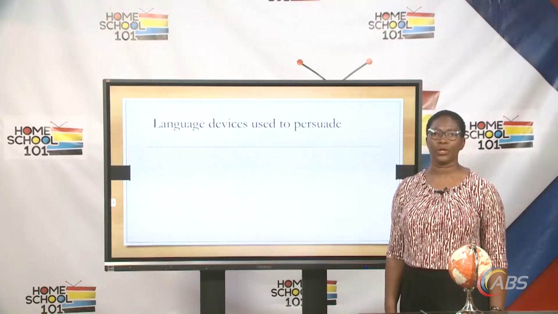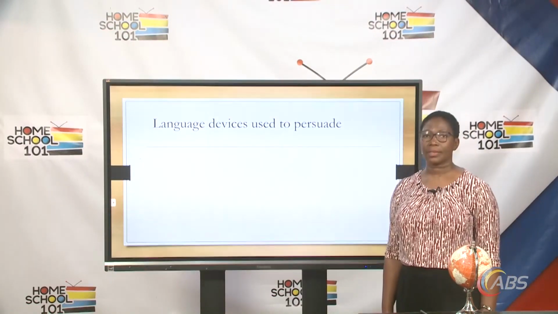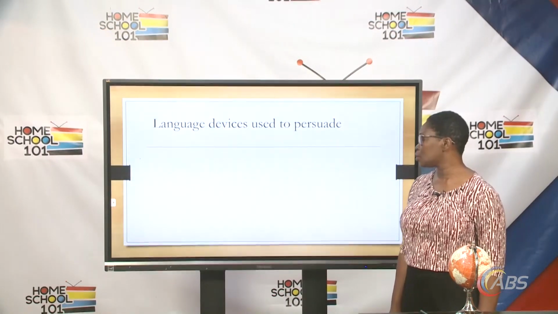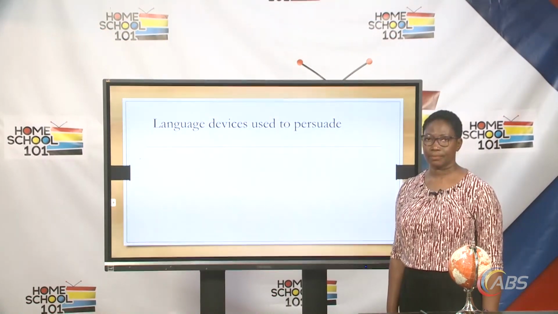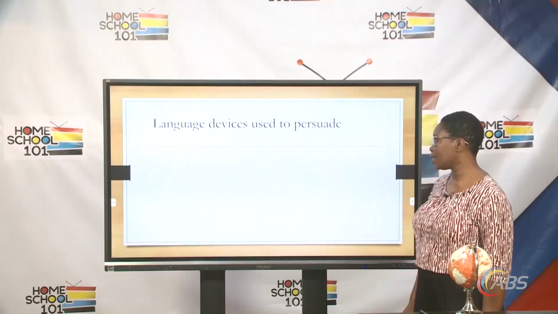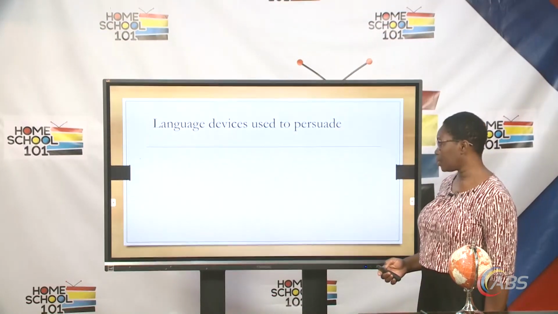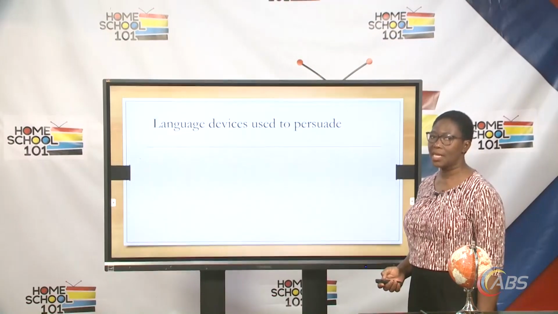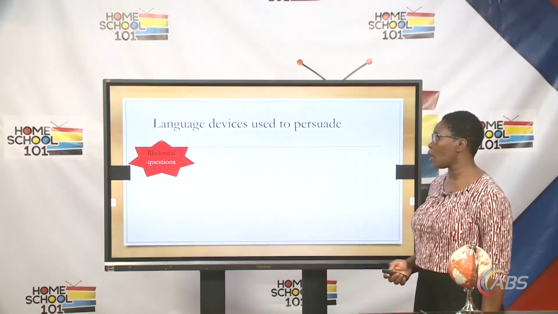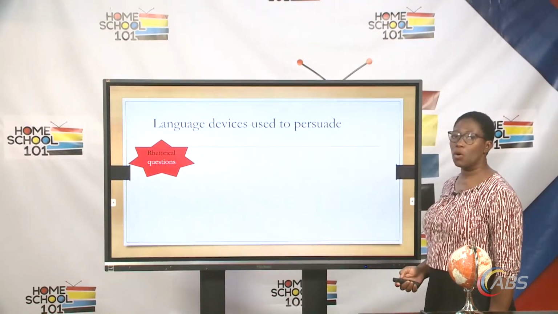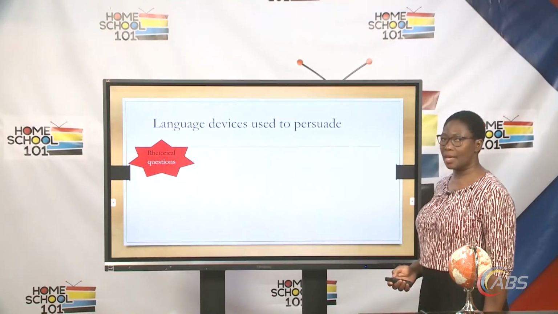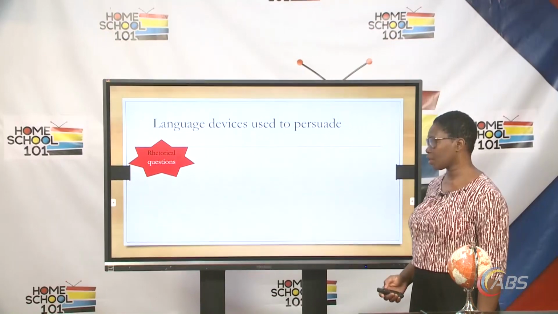The first thing we're going to look at is language devices used to persuade. Okay, so what are language devices? There are quite a few of them, and we're going to be looking just at a subset. These are very common ones, the ones that appear in most logical arguments or examples of persuasion.